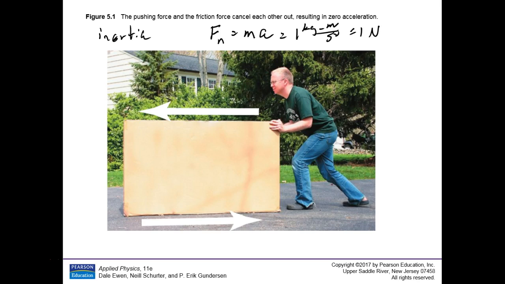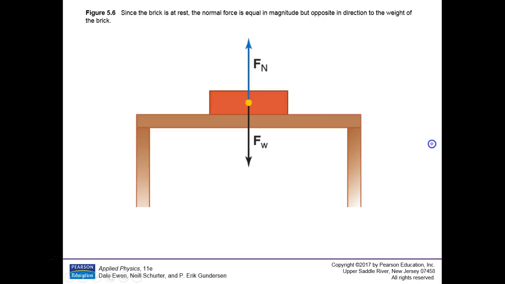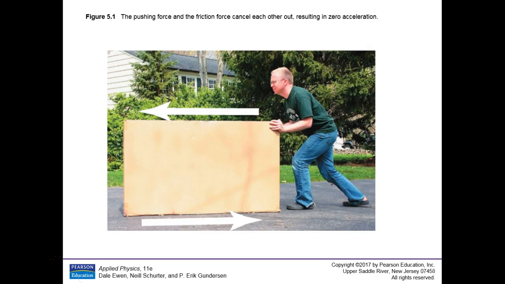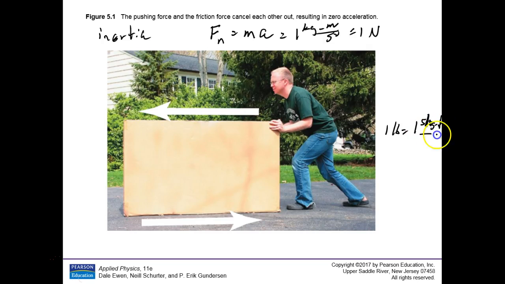Okay. And in the U.S. customary, it's what I said before, 1 pound is 1 slug foot per second squared. I can't even write it. Slug foot per second squared. Okay. Just like I said before. We never use slugs. Ever.